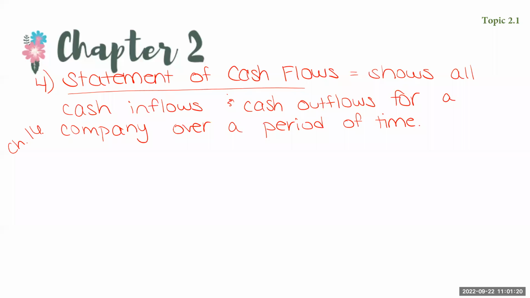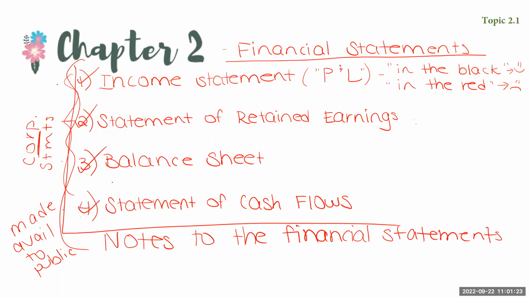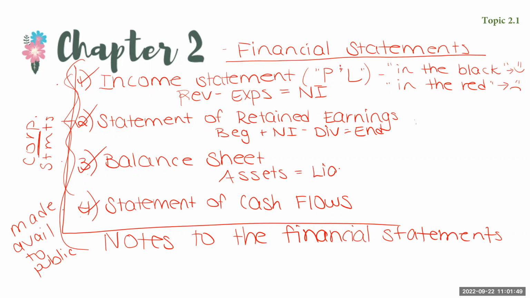So now you have seen all of the statements. You know what is found on each one, right? Revenues and expenses for the income statement. That equals net income. On the statement of retained earnings, we said that we're going to see our beginning balance. We're going to add net income to it, subtract dividends to get our ending balance. On the balance sheet, to summarize, we said we're going to see our assets, our liabilities, and our owner's equity. And on the statement of cash flows, we're just going to see all of the cash inflows minus the cash outflows.